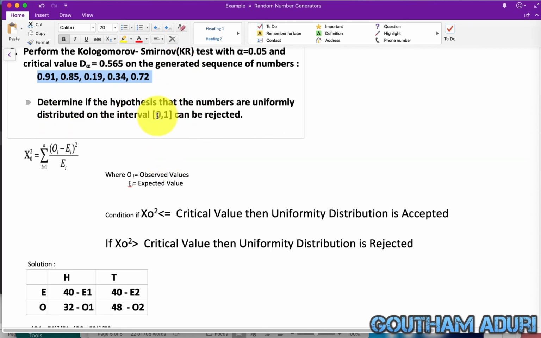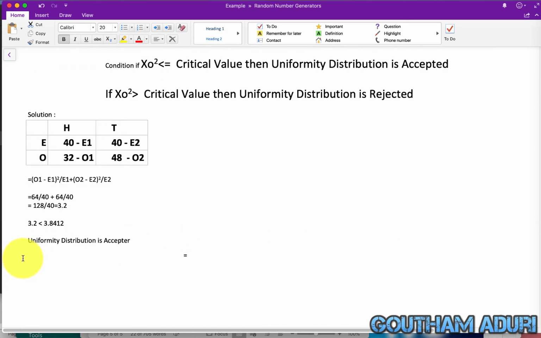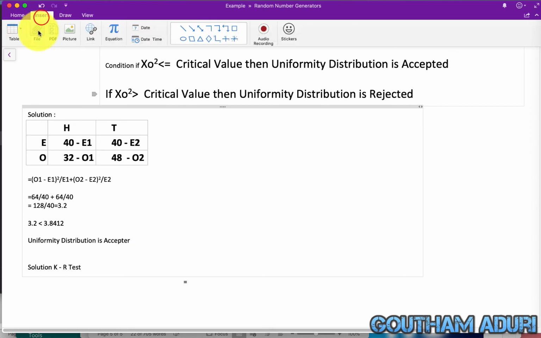So why are we saying the interval 0 to 1? You can see the numbers are being generated from the range 0 till the end of 1. So I will do the KS test here.